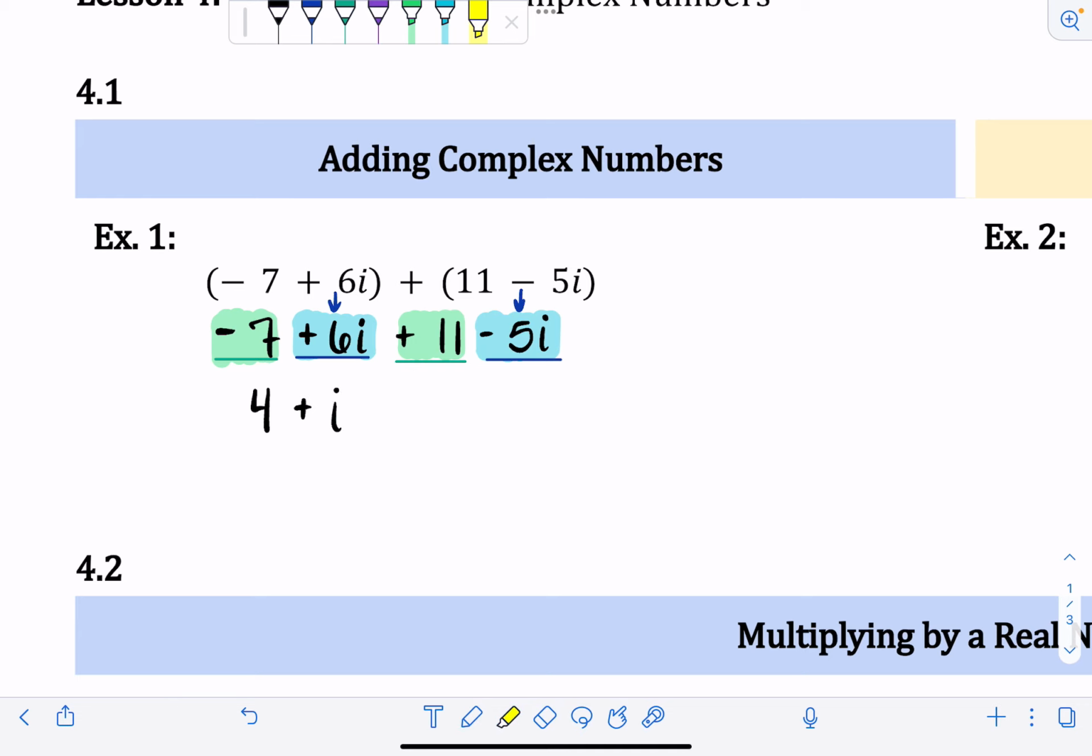Then we want to double check that, because we're dealing with complex numbers, our answer is in standard form, which is a plus bi. So it's the real part first, the imaginary part second. Ours has the real part first, the imaginary part second, so we're good. So 4 plus i would be our final answer for example 1.